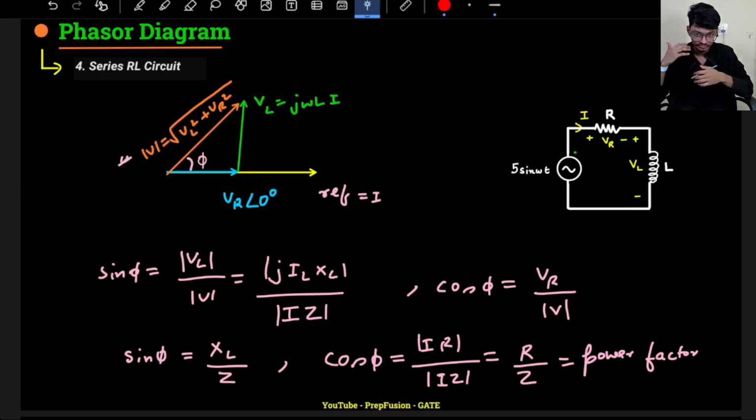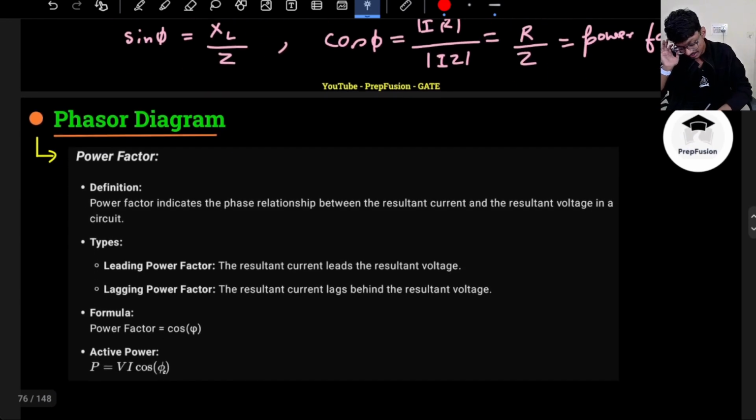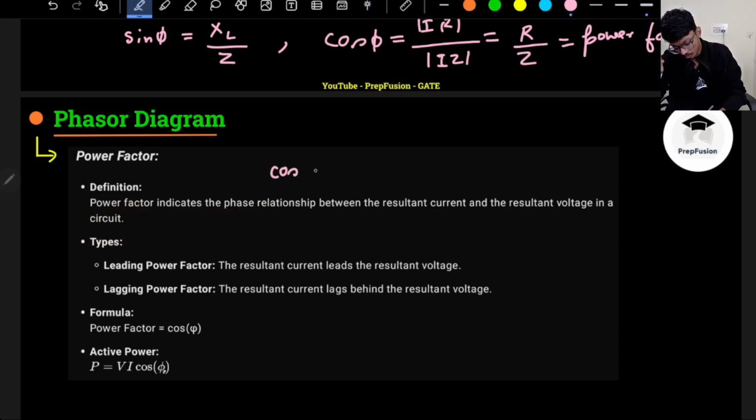But someday GATE will frame a question, and for the electrical guys it is very easy because they study supply power factor later on in power electronics. But for EC guys, if supply power factor came, they might get scared a little bit. That's why from the starting itself I am warning you what power factor is. So power factor indicates the phase relationship between the resultant current and resultant voltage. Basically it is the cosine of the angle between the resultant current, that is theta I, and theta V.